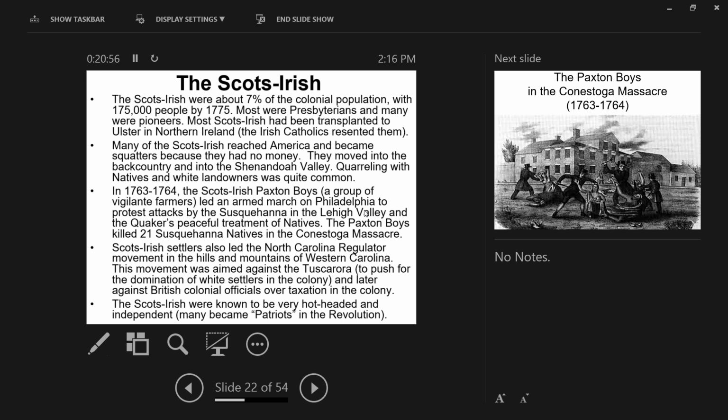Many became patriots. One of our most fiery Scots-Irish Virginians famously gave the "Give me liberty or give me death" speech at St. John's Church. Who was that guy? Patrick Henry. Very good. All right. So we have the Paxton Boys and the Conestoga Massacre here in Philadelphia.